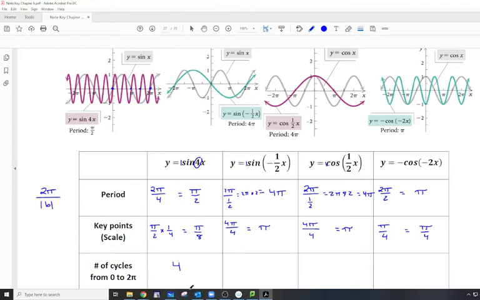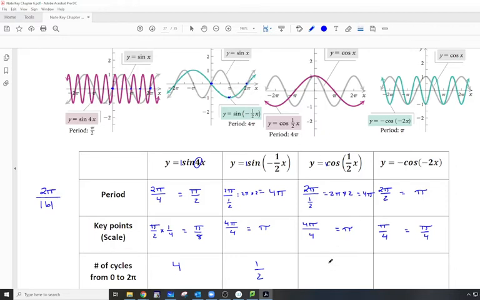When you compress your graph horizontally, or when you horizontally shrink your graph, you get more cycles between 0 and 2 pi. In fact, it's just the b value. So for sine of negative a half x, the frequency would be a half. So if you look at it, you get half of your graph. You get 1, 2, and then up to that third key point when you have a half x.